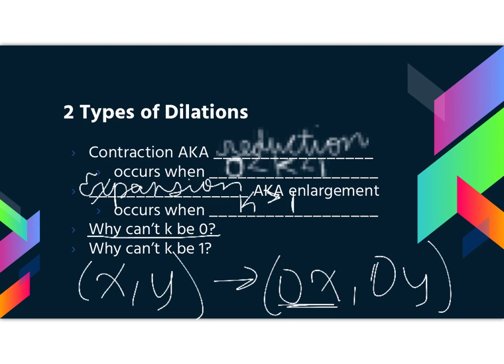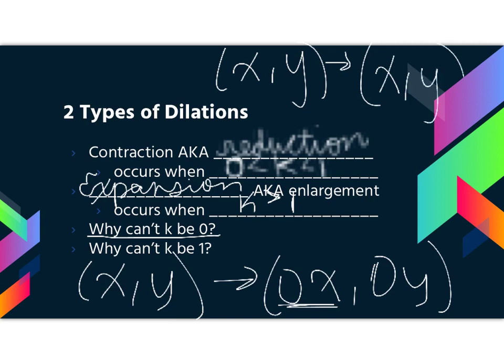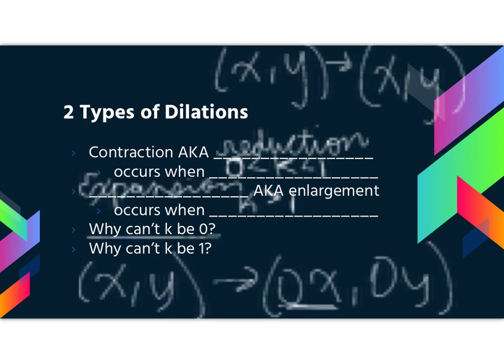On the other hand, if you have a mapping rule where your scale factor was 1, you would just be left with (x, y) goes to (x, y), and that's not a reduction or an enlargement. It's just like mapping to the same figure. So that's why we focus on scale factors that are between 0 and 1 or greater than 1.